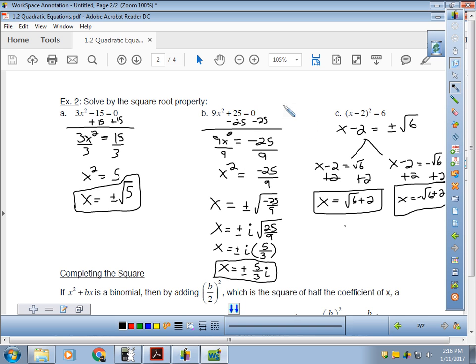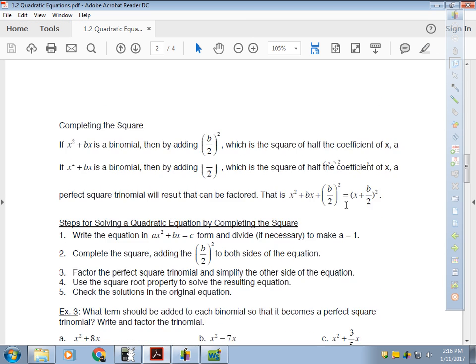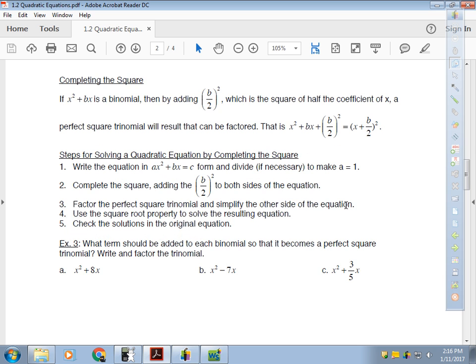Okay? So that's another method of solving these equations using the square root property when you just have a square and a constant. All right. Yet another method that we're going to look at is the method of completing the square. And this is probably the most complicated method for doing these things. It's just a little bit different.